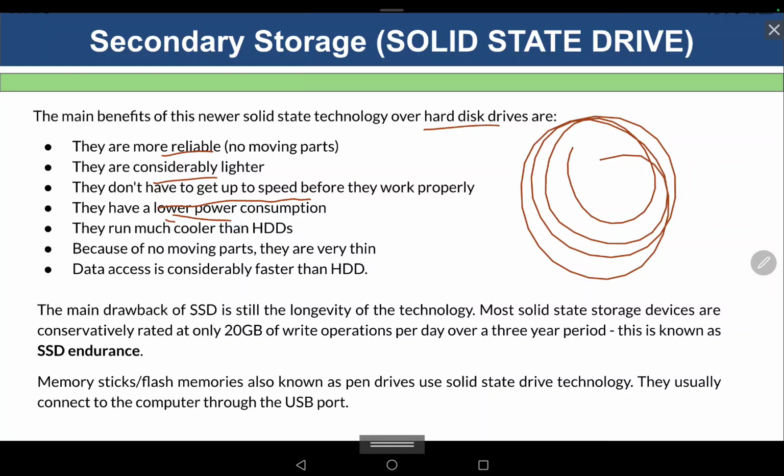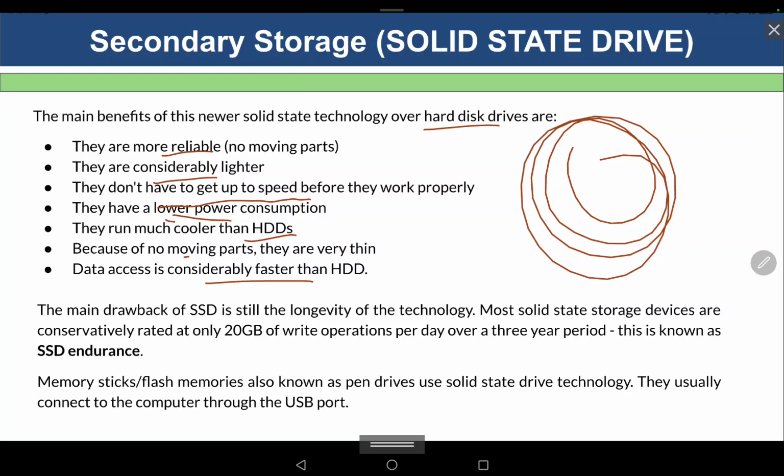Also, they have low power consumption. They run much cooler than HDD. And because of no moving parts, they are very thin. Data access is faster than HDD.